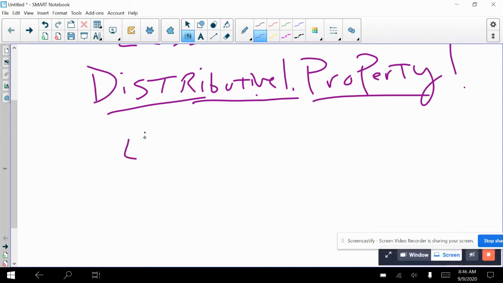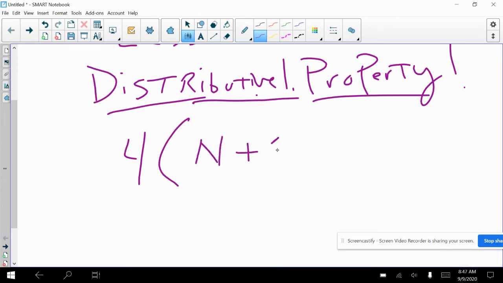Okay? If we have 4 parentheses n plus 5. Okay, what does it mean when you have a number next to parentheses? What operation? Emma. Okay, we are going to multiply. Okay, here's how I like to think of this. The items in the parentheses, think of as your neighborhood. Just go with me on this.